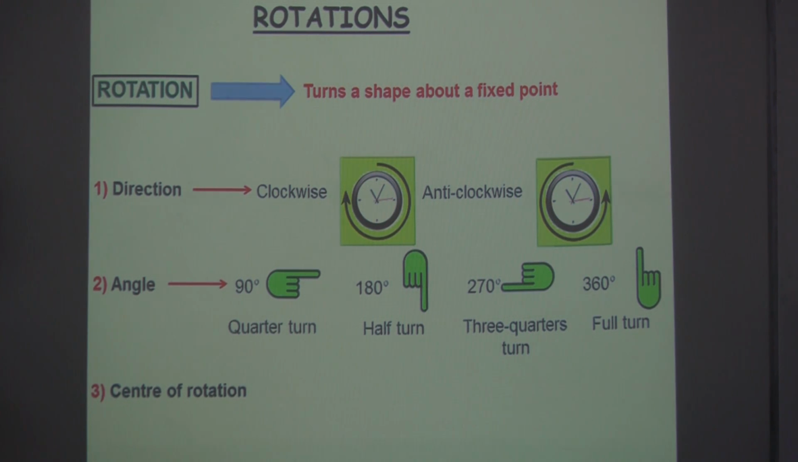Okay, and the final thing you need to know about rotation is the center of rotation, and a simple definition of this is the point where you rotate your shape from. It will make more sense when we're doing examples in class, so don't worry if you don't understand what center of rotation means just yet. I just want you to take down the 3 key things you need to know about rotation for now. So it's direction, angle, and center of rotation under those 3 bullet points.